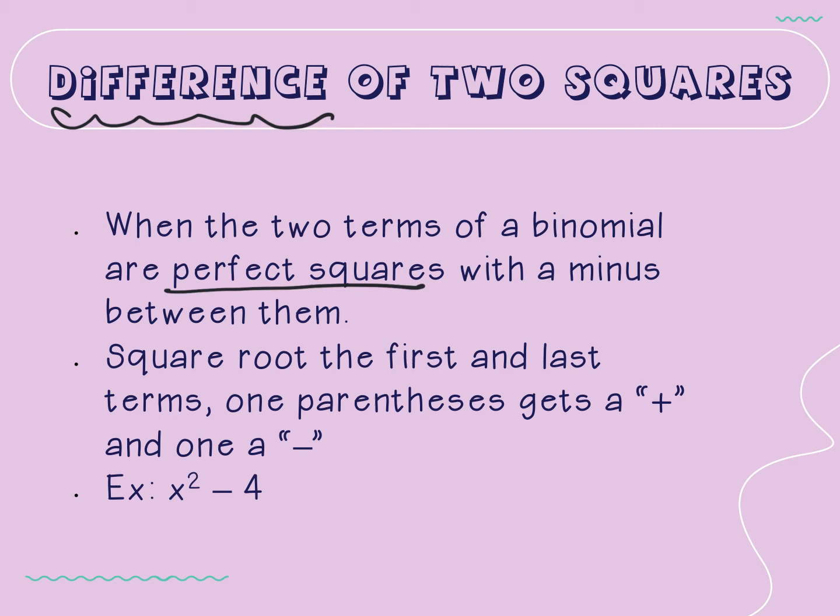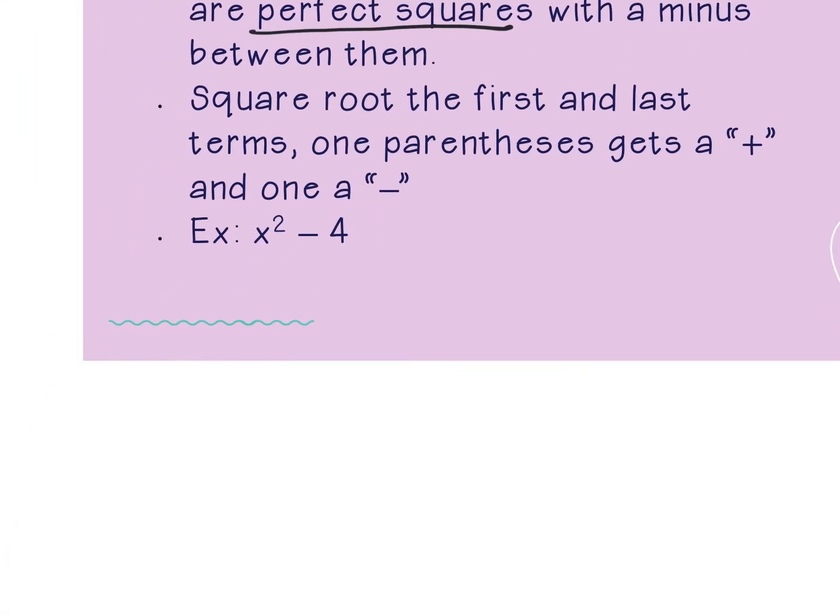In order to factor them, all you need to do is square root the first and the last terms, and then one parenthesis is going to get a plus sign and one gets a minus sign. Because if you remember, when you FOIL that, the outer and the inner are going to cancel. So for example, over here, the x squared minus 4, both of these terms are perfect squares.